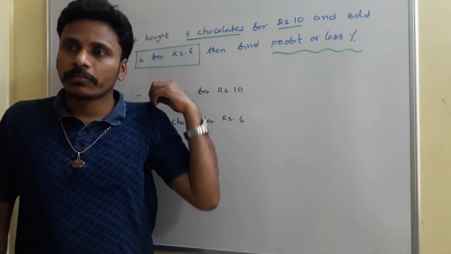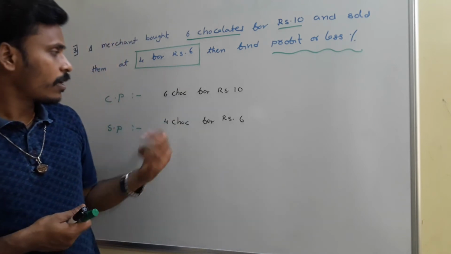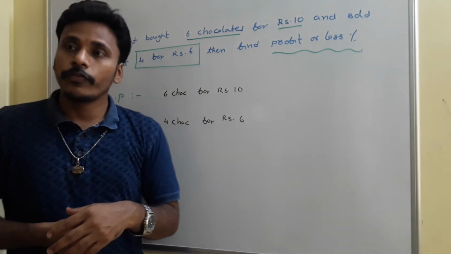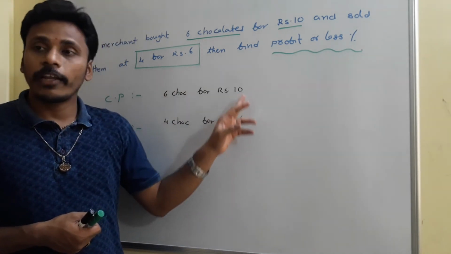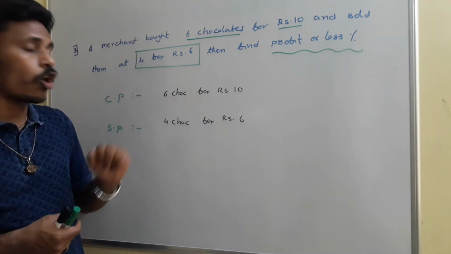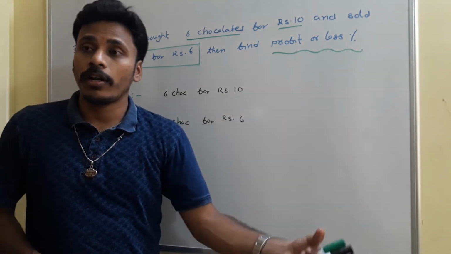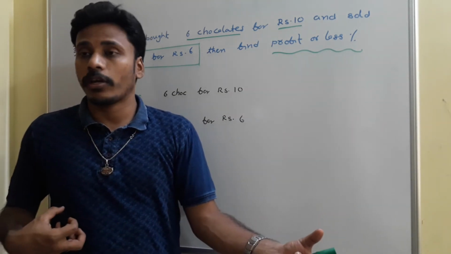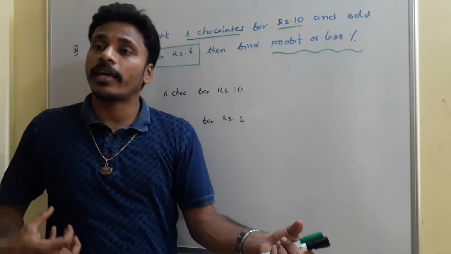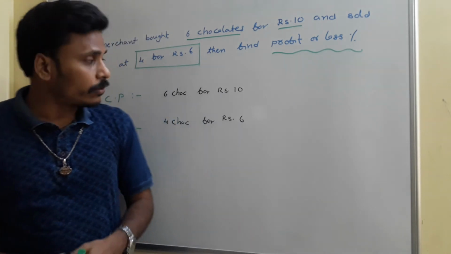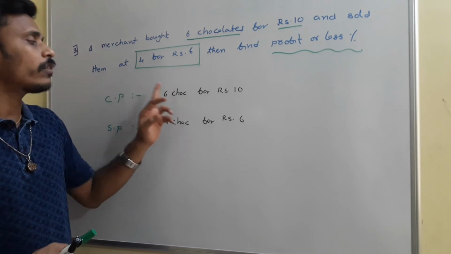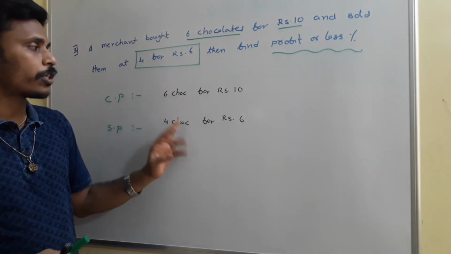For example, as per this, I bought 6 chocolates for 10 rupees and then I am selling 4 chocolates for 6 rupees. If you observe, as per the amounts, the difference is 4 rupees. But there is a difference between these chocolates also. I sold only 4 chocolates, still I remained with 2 chocolates. Since I still have 2 chocolates, these 2 chocolates also work like either profit or loss. We need to pay attention to the amounts only if the quantity, the number of objects, is the same. Here the number of objects is not the same.